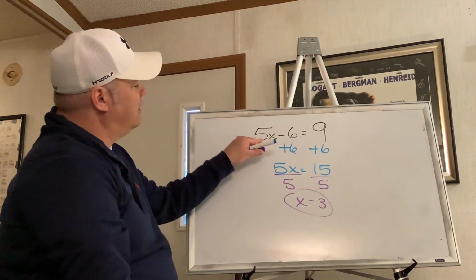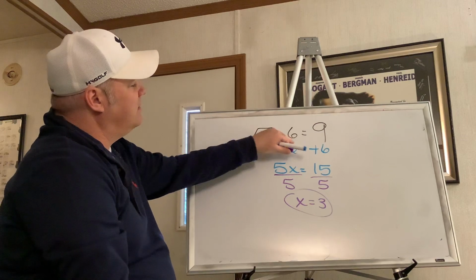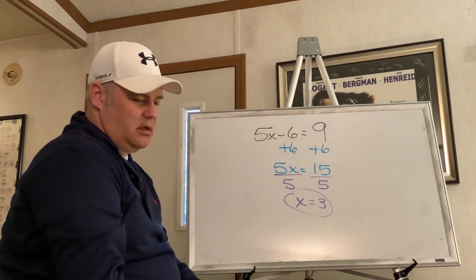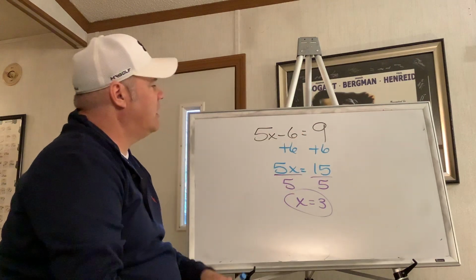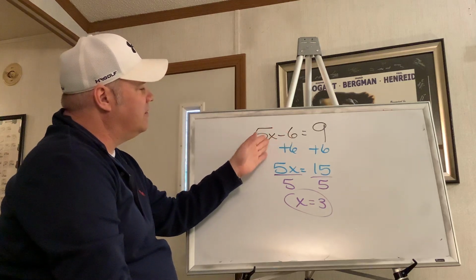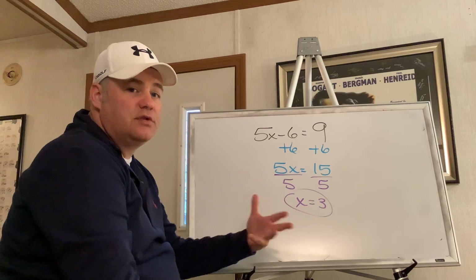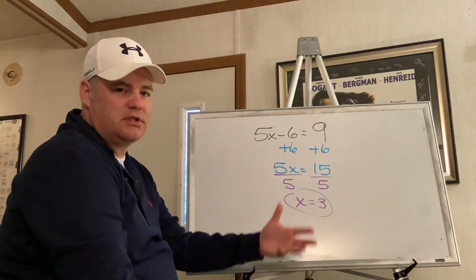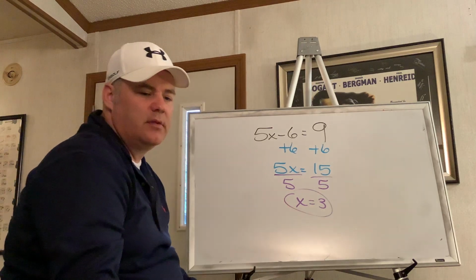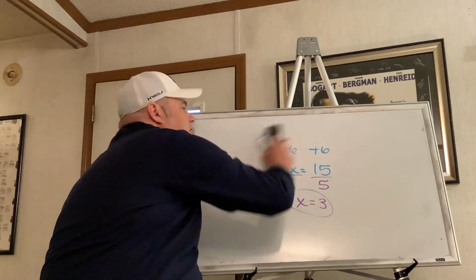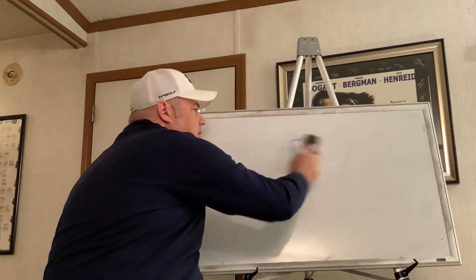I can plug it back in. 3 times 5 is 15. 15 minus 6 is 9. Okay? So that's doing a two-step problem. You have to divide, you have to add, and that's a two-step problem, but you're solving just the same way. You're trying to isolate this variable. What about this, though? This is another example of a two-step problem.